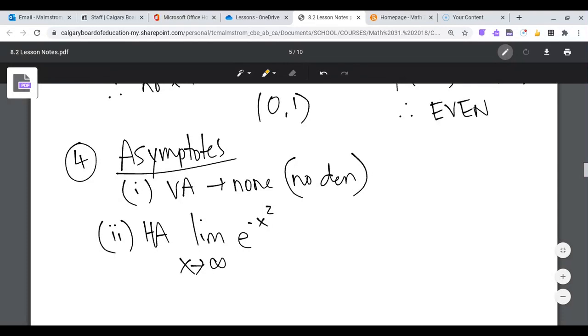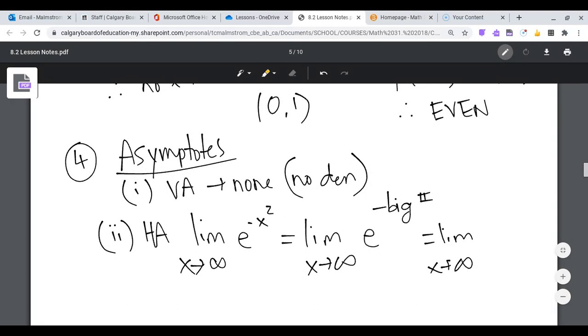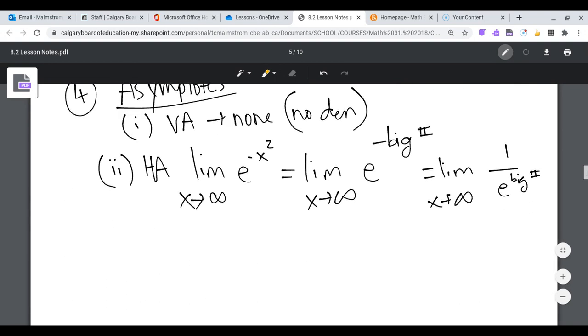So what happens here when you put in a really big number and square it? Well, it's really big, and then it's negative, right? So this is going to be equal to the limit as x goes to infinity of e to a negative really big number, which is the same as the limit as x goes to infinity of 1 over e to my big number, right? Because that's using my exponent laws. And that's going to go to 0. So therefore, I have a horizontal asymptote at y equals 0.